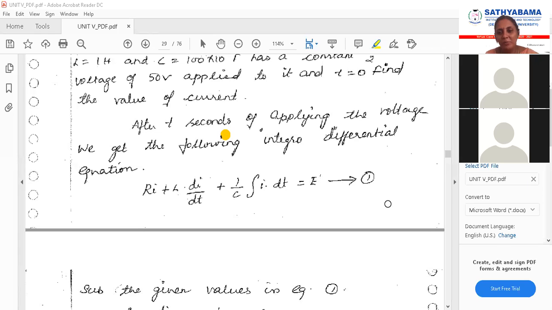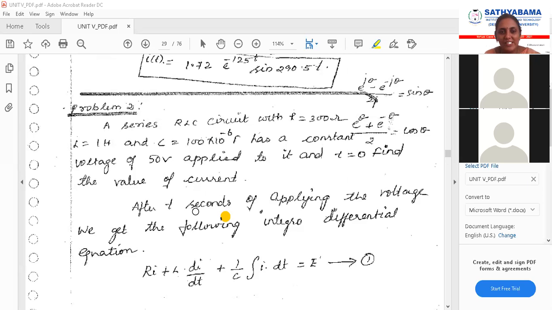Right, we will complete one problem alone. Okay, last problem, because with that problem, we will complete DC transients. Okay, now we'll proceed here. Next problem: series RLC circuit with R equal to 300, L equal to 1 Henry, capacitance 100 microfarad. A constant of 50 volts applied to it. Find the value of current after t seconds of applying the voltage.